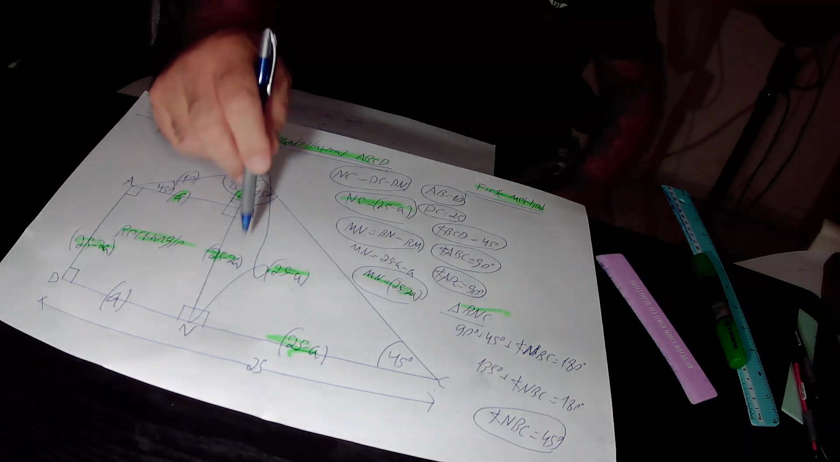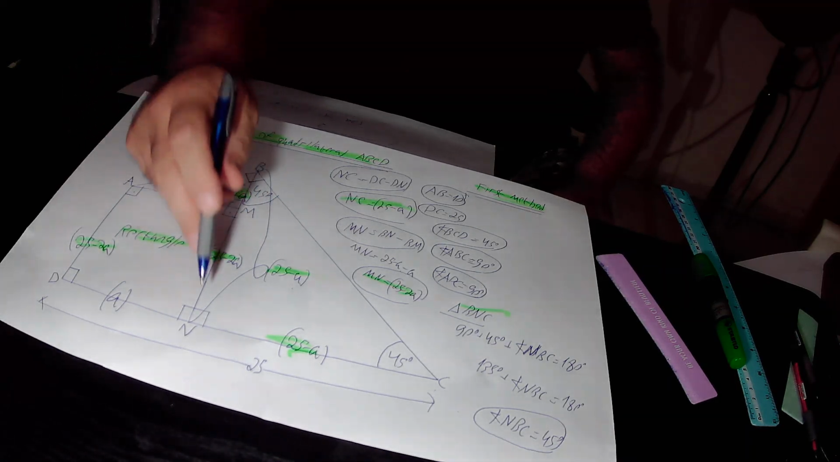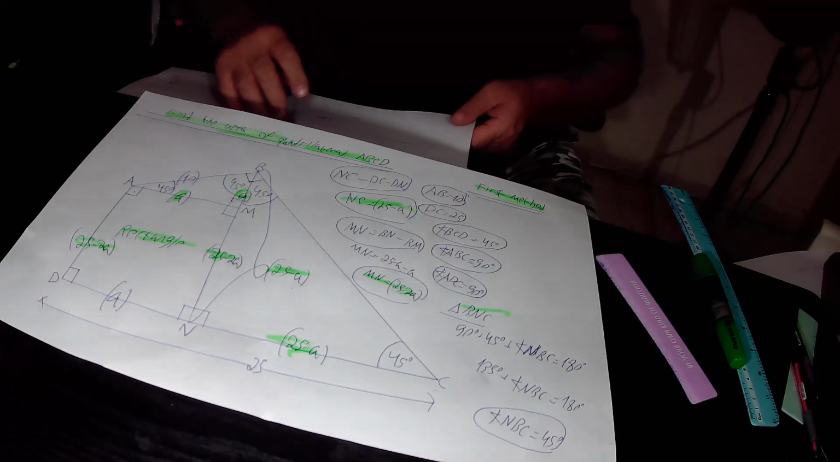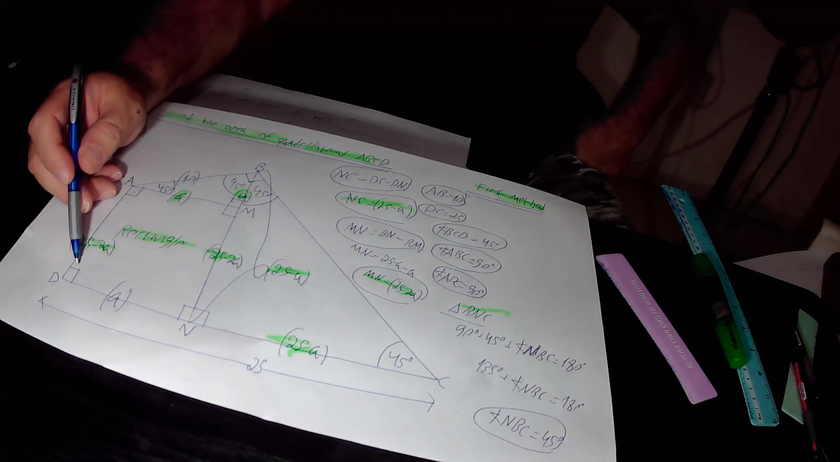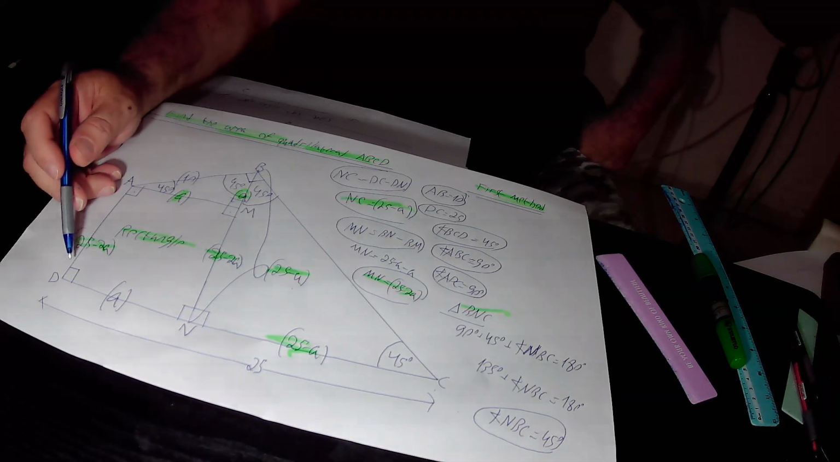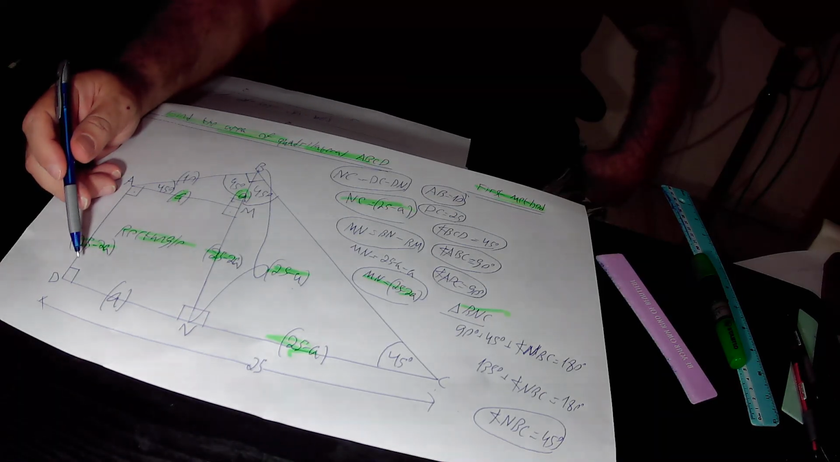Inside quadrilateral AMND we have 1, 2, 3 right angles. The sum of 3 right angles is 270 degrees. So 270 degrees plus the size of these 4 pieces again, in total, must be equal to 360 degrees.